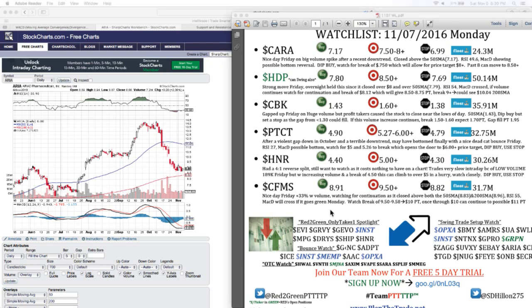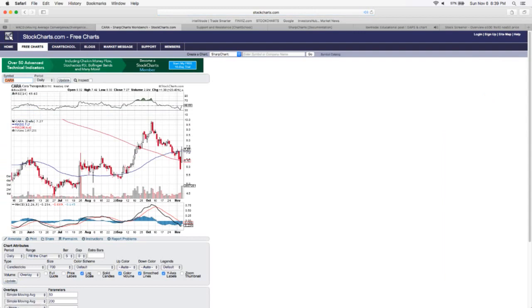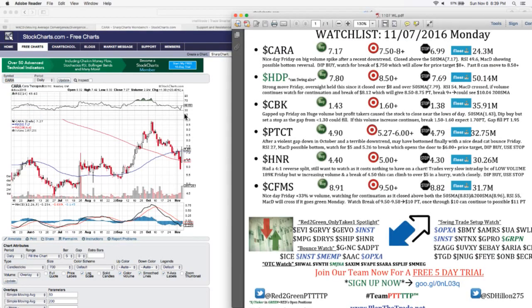Okay, so let's see. Maybe we can go over some of these other ones that I just put on the watch list. I got CARA on there. Why do I like CARA? Found it in my little FinViz scan. Not in love with it, but made a very nice move on Friday. You can see a decent trend. Higher low, breakout.